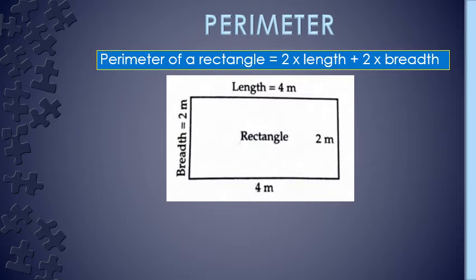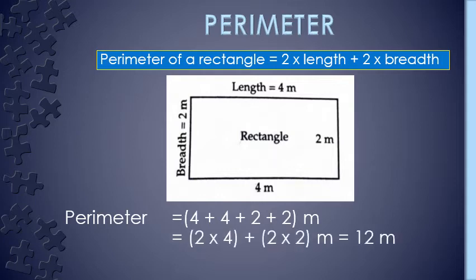So children, as we know that perimeter is the total length of the boundary of a closed figure, and here the closed figure is a rectangle. So let us find out the total length of the boundary of a rectangle, which is equal to the total length of all the 4 line segments that make up this rectangle. So it is 4 plus 4 plus 2 plus 2 is equal to how many meters?